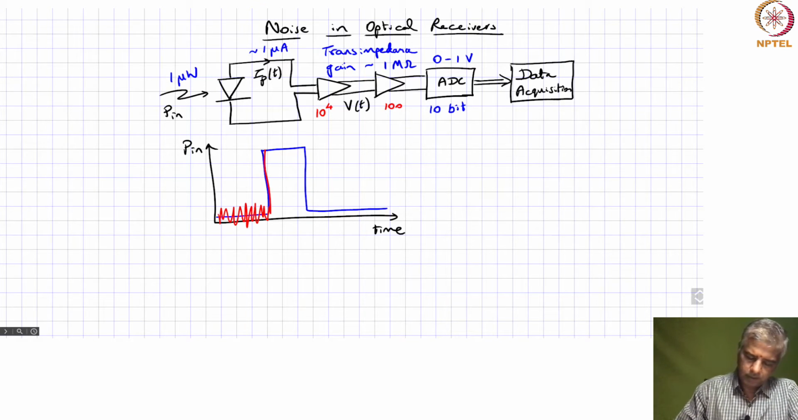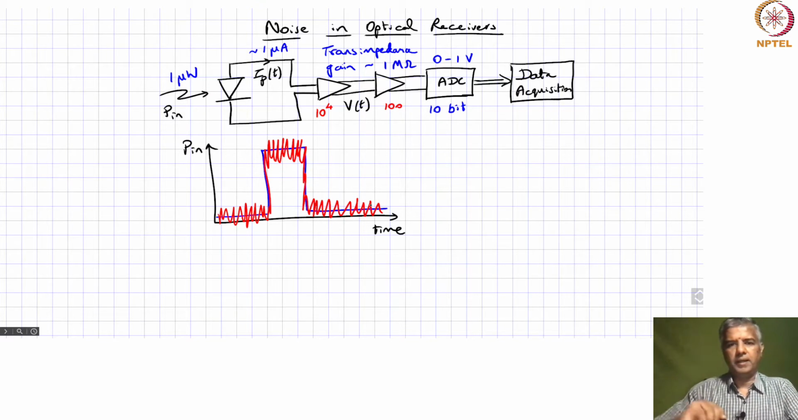It may be something like this. Okay, although I've drawn it as if it's periodic, it's nothing but periodic. It's actually typically wideband noise, typically white noise.